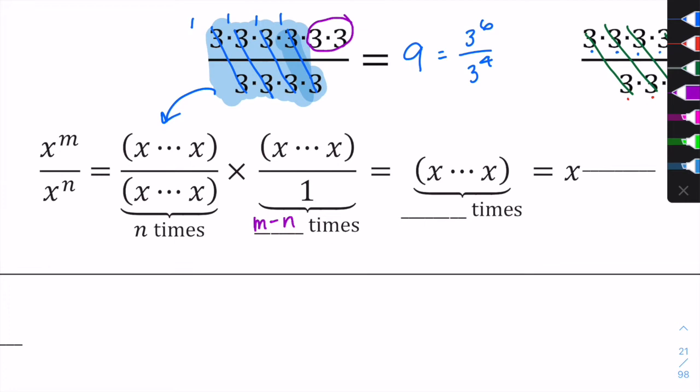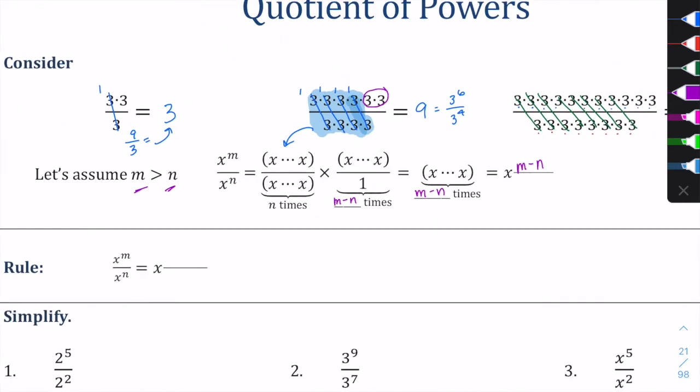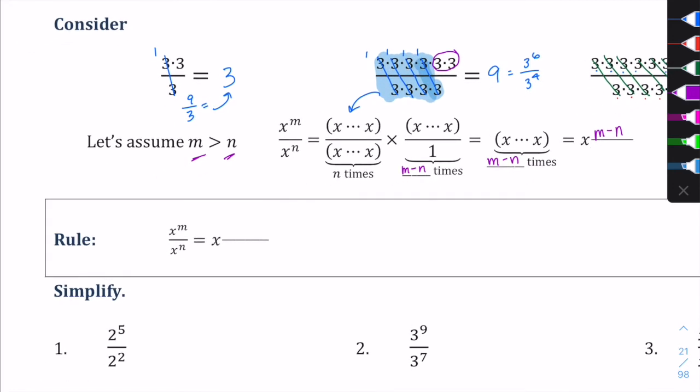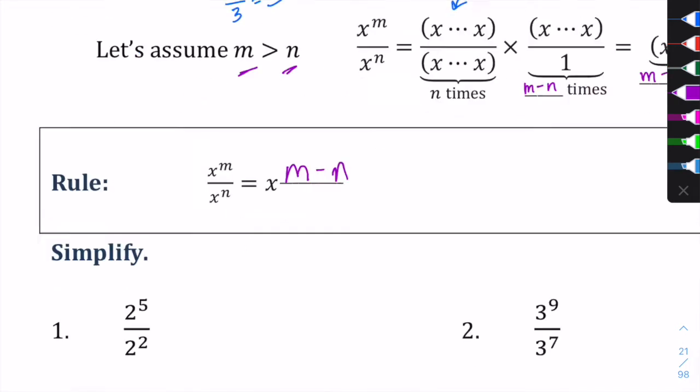So this leaves us with m minus n factors of x, and our rule says that this is our exponent, x to the m minus n. So then, if we have x to the m over x to the n, and m is bigger, we have m minus n as our exponent. Terrific. Let's actually see this work out in some examples.